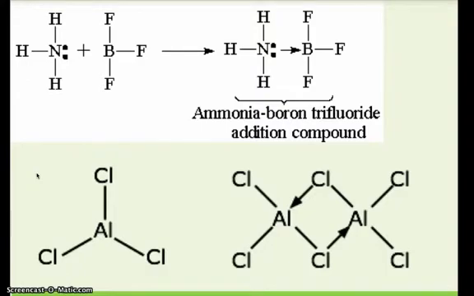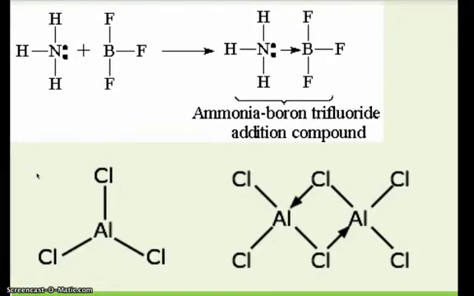Okay, so here's the answer. You've got the boron trifluoride that's able to accept the electron pair from the ammonia, from the nitrogen in the ammonia, to form one compound here. And there we've got the dimer of AlCl3.